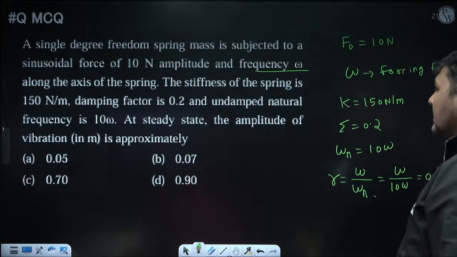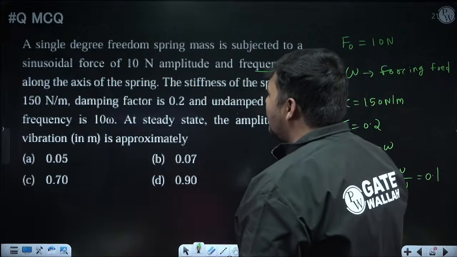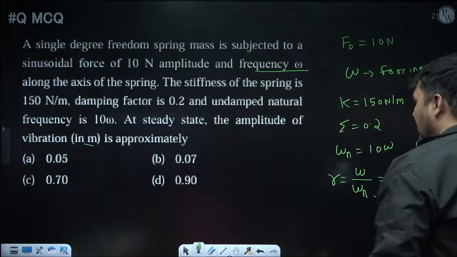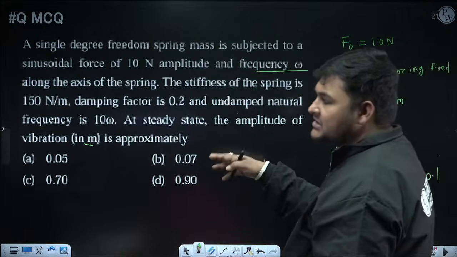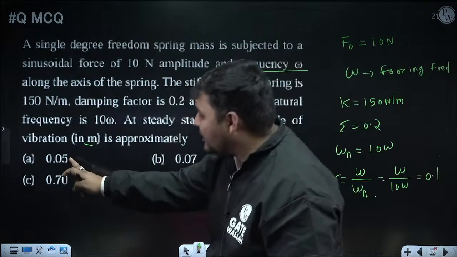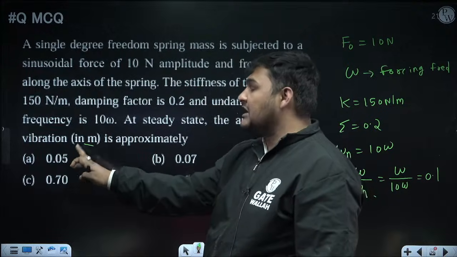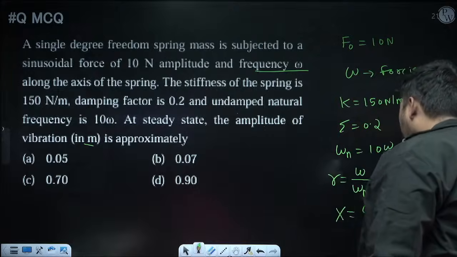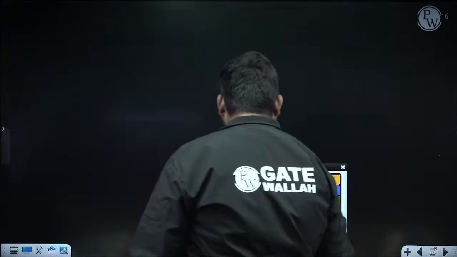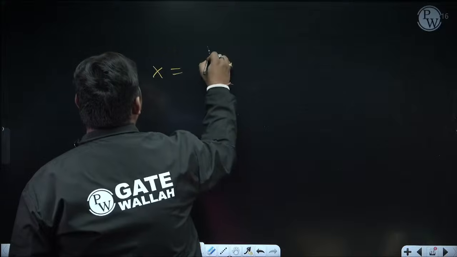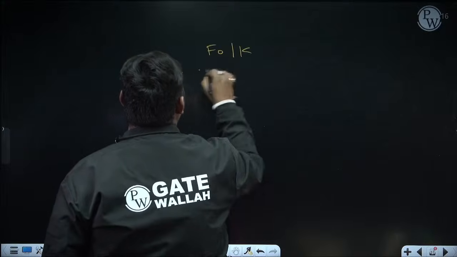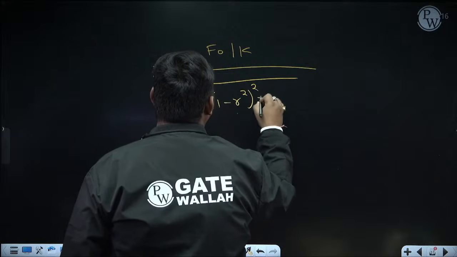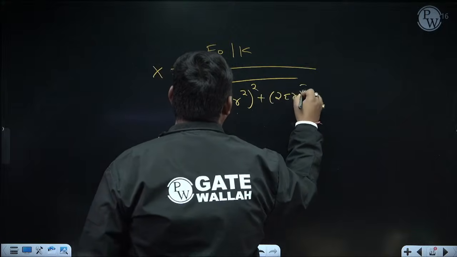Okay. So the steady state amplitude of vibration in meter will come very small. So calculate in either 10 to the minus 3 or minus 4 order, or at least calculate up to 2 to 3 decimal places, because the examiner is asking up to 2 decimal places. So we have to calculate steady state amplitude, capital X. Now we know the formula to calculate steady state amplitude. Again, it is simply a formula based question. F naught by K upon root over (1 minus R square) whole square plus (2 zeta R) whole square.